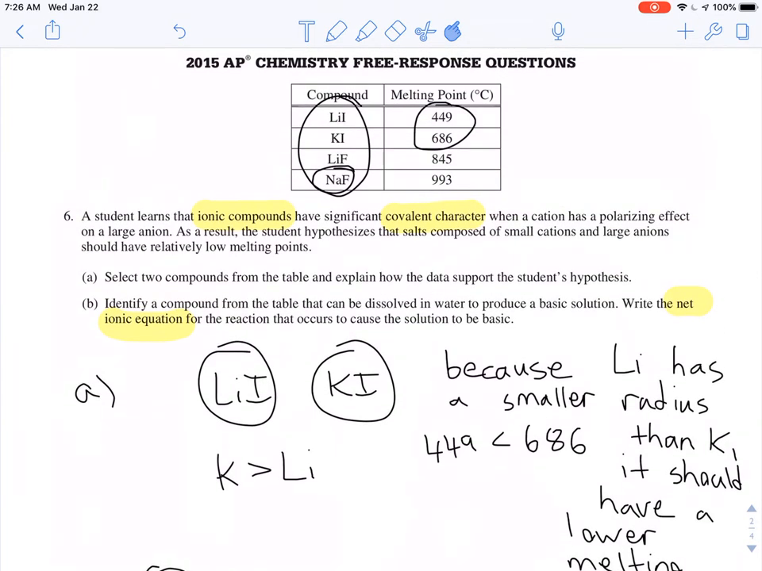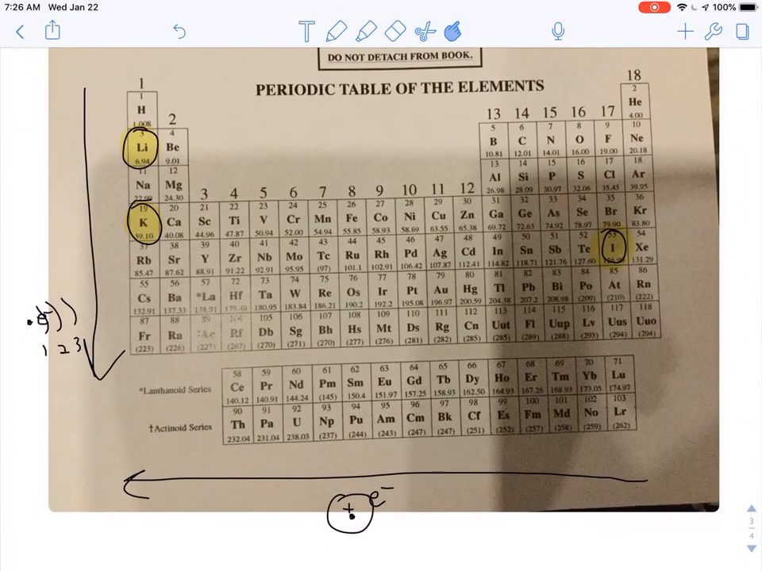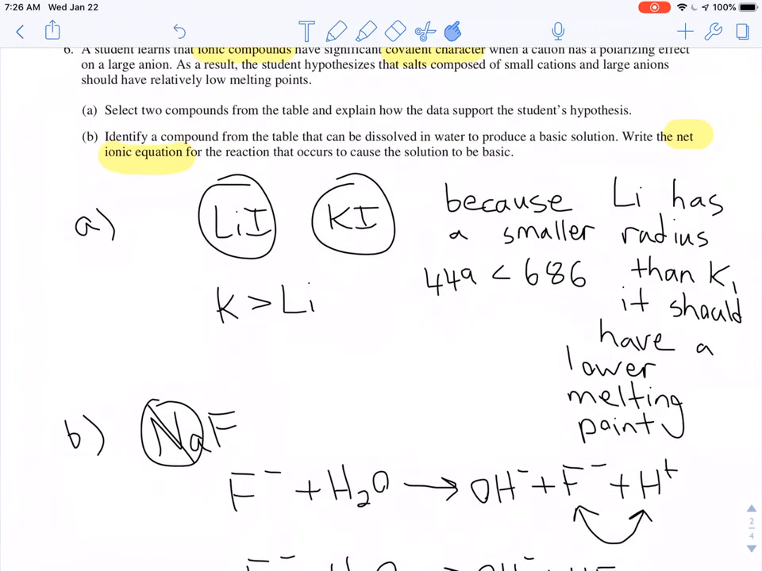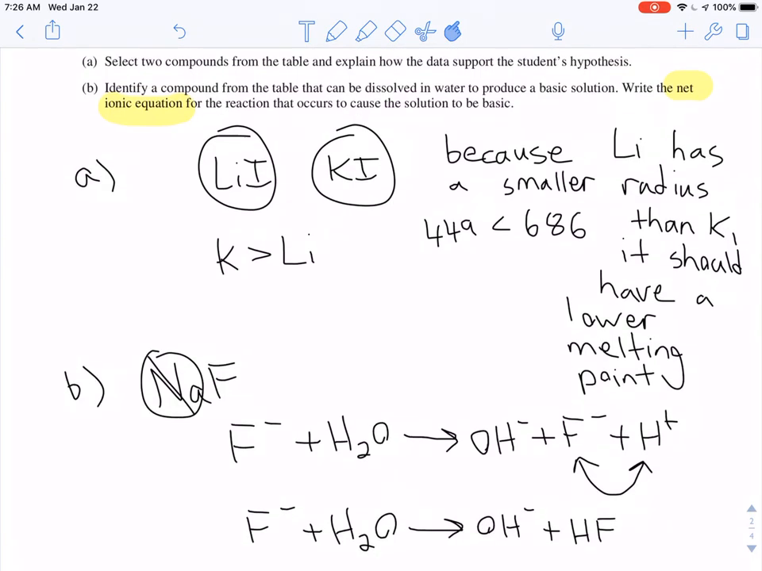I just want to revisit some of the main points. Again, we talked about chemical bonding and ionic bonding, which helped us understand the student's hypothesis and helped us understand how to support his hypothesis in part A. We talked about atomic theory or atomic radius with the trends on the periodic table, and this also helped us answer part A. And then finally, the reactions in basic solutions, and this helped us answer part B, creating the net ionic equation that produced a basic solution.